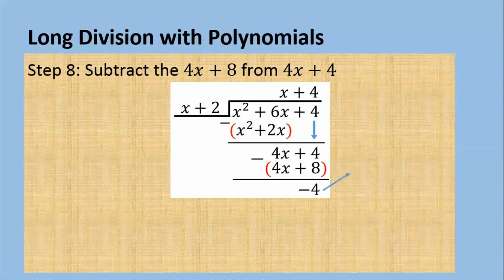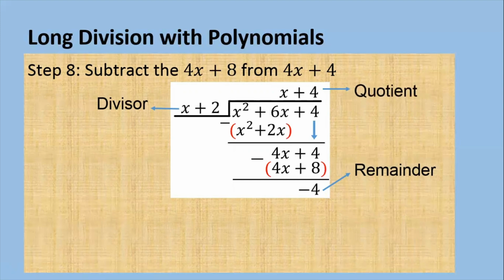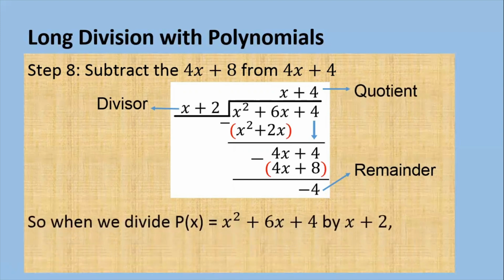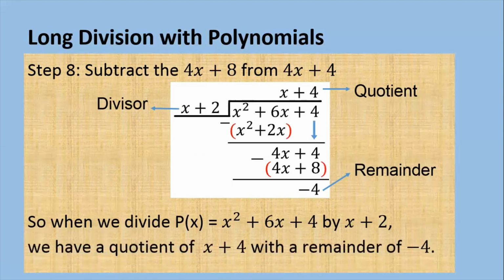Okay? So the negative 4, that's what we call the remainder. The x plus 2, that's the divisor, and x plus 4 is the quotient. Simple, right? So when we divide p of x, which is equal to x squared plus 6x plus 4 by x plus 2, we have a quotient of x plus 4 with a remainder of negative 4.